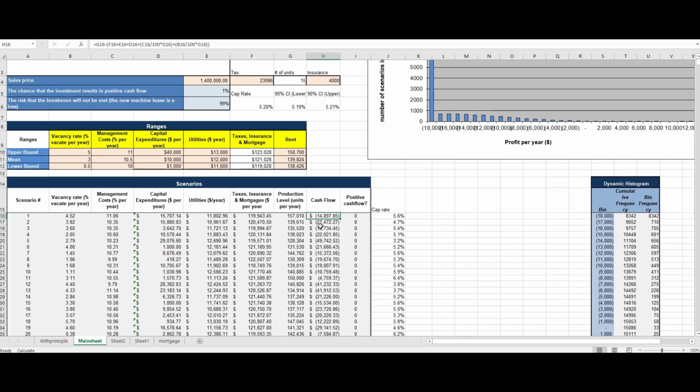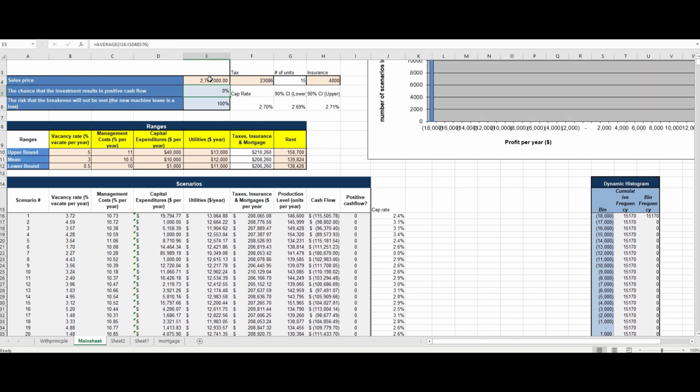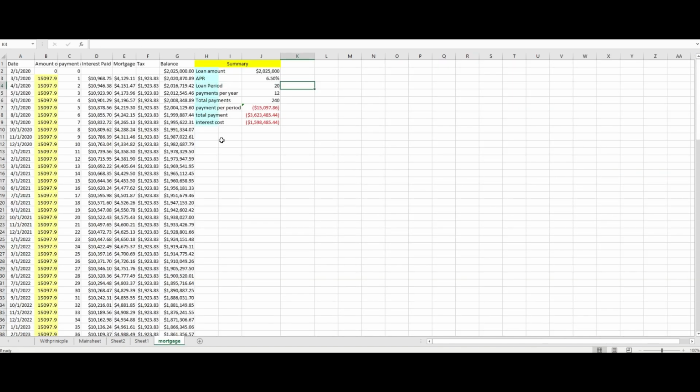Going into our spreadsheet from that, it was listed at 2.7. So the first thing you would do is put the sale price in there, 2.7 million. And then what's going to happen is that is going to update the mortgage sheet, which is over here. So we'll see that the loan that we're trying to get is here at a 6.5% APR over 20 years with 12 payments per year. It'll tell you how much interest you're paying and what you're paying off in your mortgage.